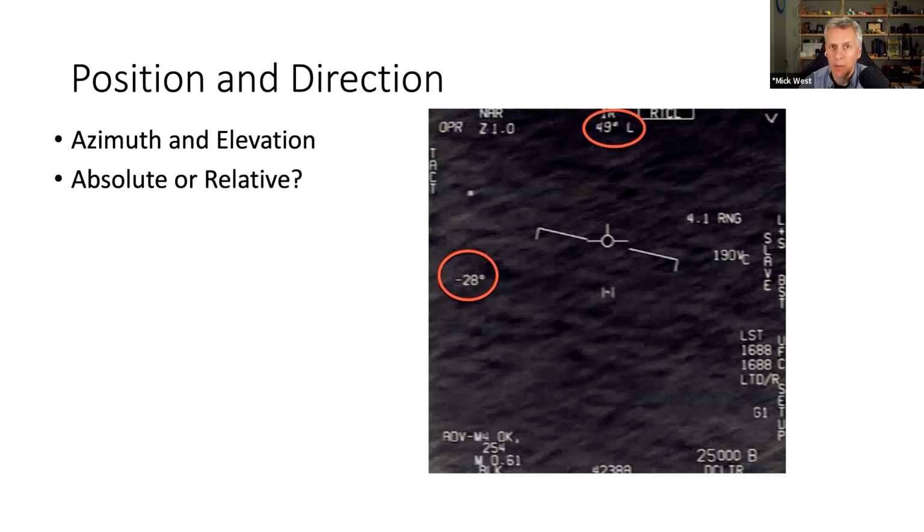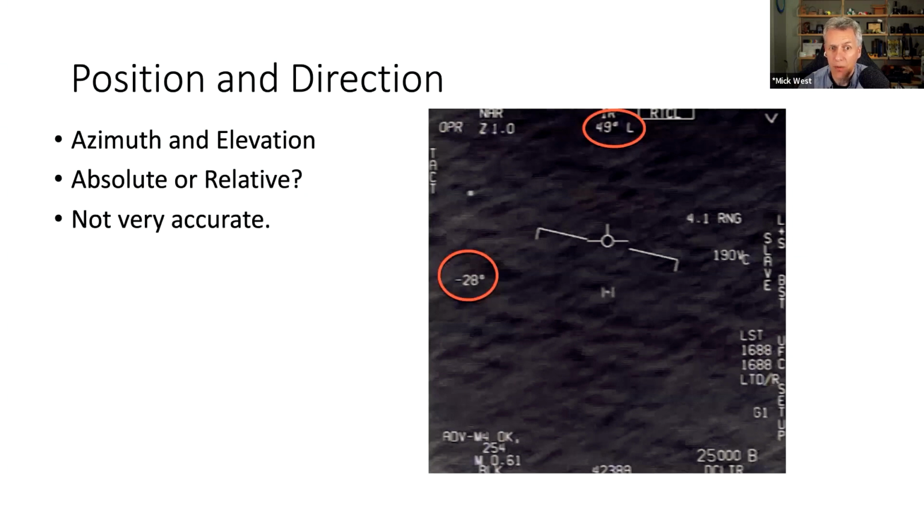Sometimes the azimuth is relative to north, so it's how far east or west from north you are. Sometimes it's relative to the position of the plane, so it will actually vary as the plane turns. So you need to know which one you're dealing with.